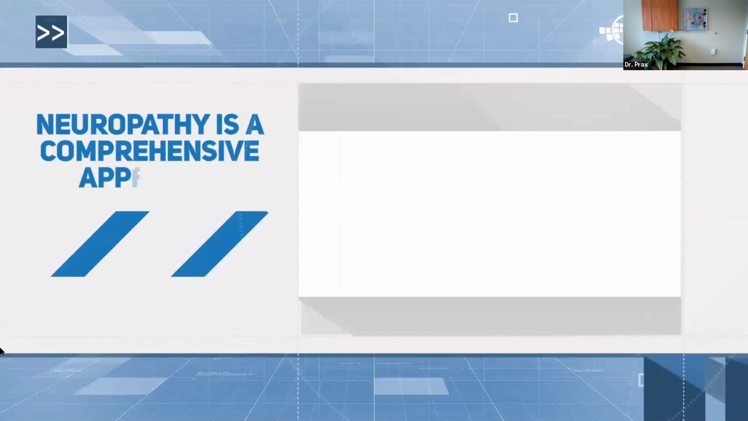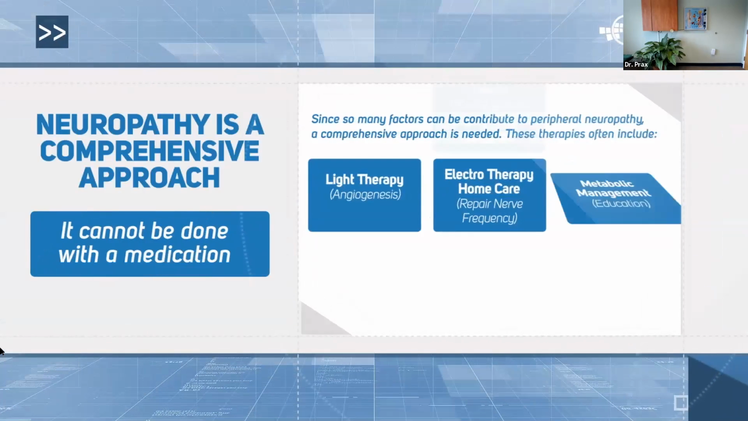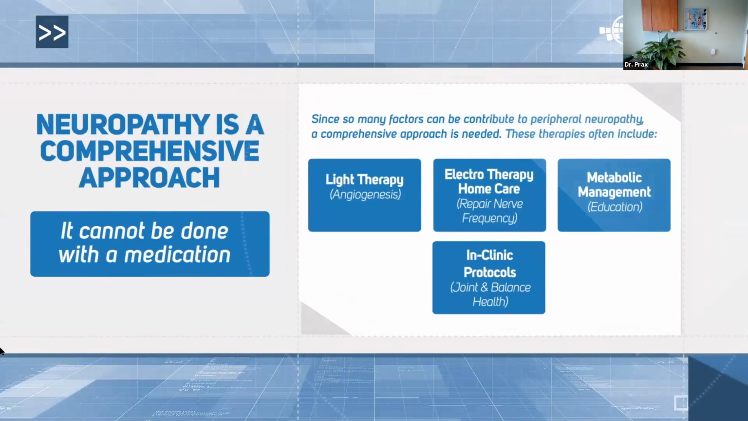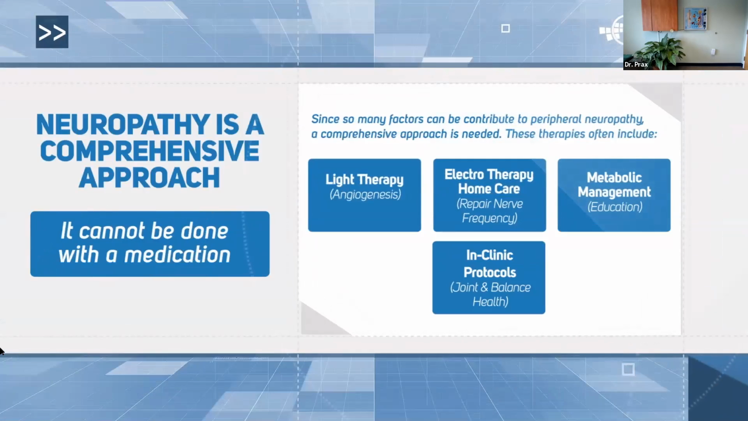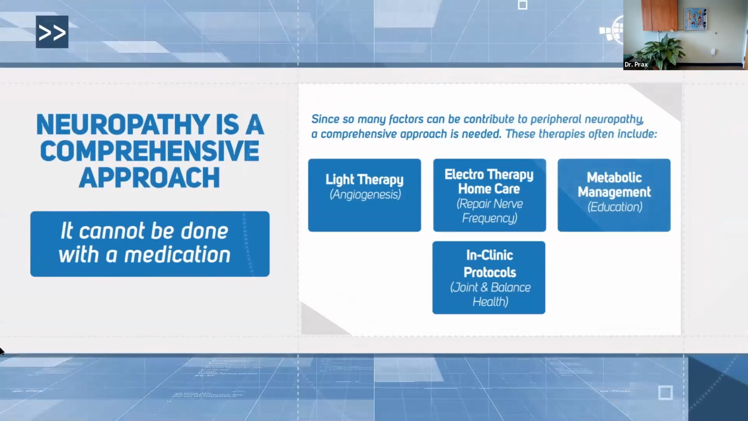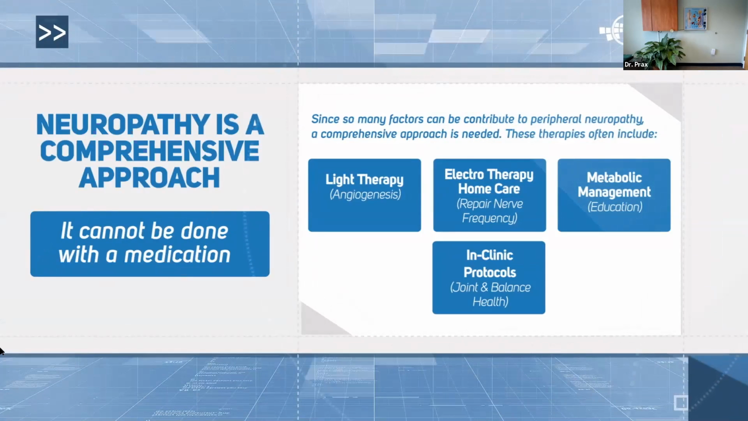Neuropathy needs a comprehensive approach to heal. It cannot be done by taking a medication or an injection. Since there are so many factors that contribute to peripheral neuropathy, a comprehensive approach is needed to treat it.